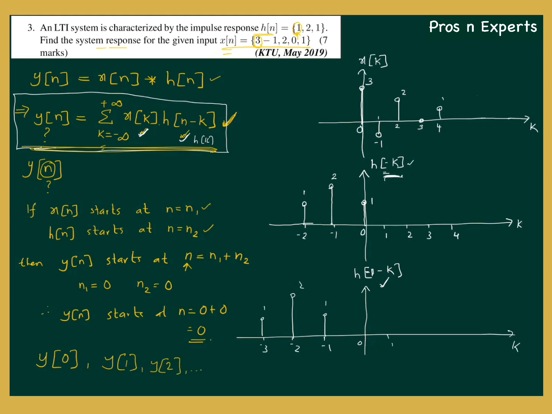2, etc. up to what? That is also given by the same idea. The end point of y of n. Where is the end point of y of n? Y of n ends at NA plus NB, where NA is the end n value of x of n and NB is the end n value of h of n. Okay.